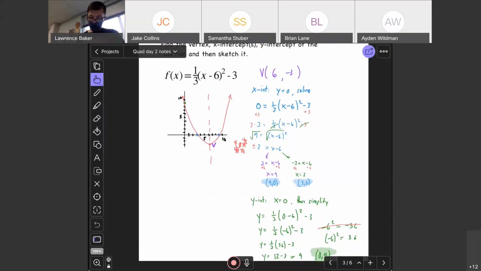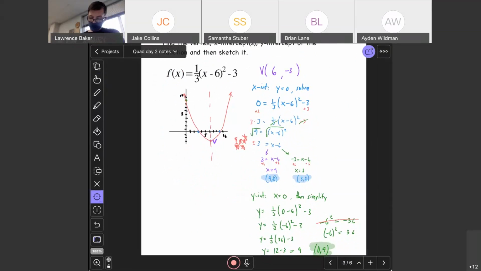If you guys were on your homework, you would plot the vertex. You'd find the y-intercept, plot that point. Once you plot that point and then that point, it does everything else for you. Okay.